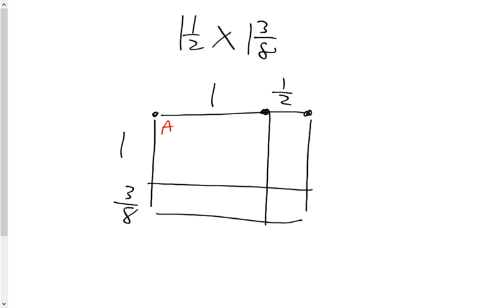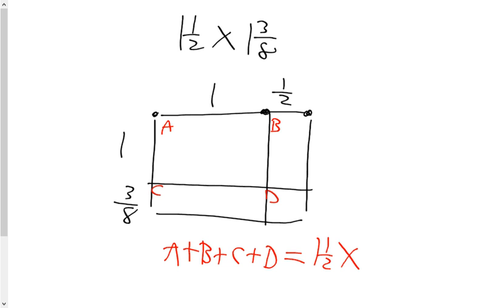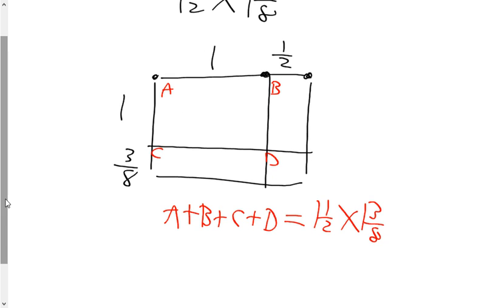So if we think about the parts A, B, C, and D, if I take all of those individual areas and add them together, that should equal the same thing as the product of 1.5 times 1 3/8. So therefore, we're going to calculate them each. This is going to have an area of 1. It's going to have an area of 1/2. This is going to have an area of 3/8. This is going to have an area of 1/2 times 3/8, which is going to be 3/16.